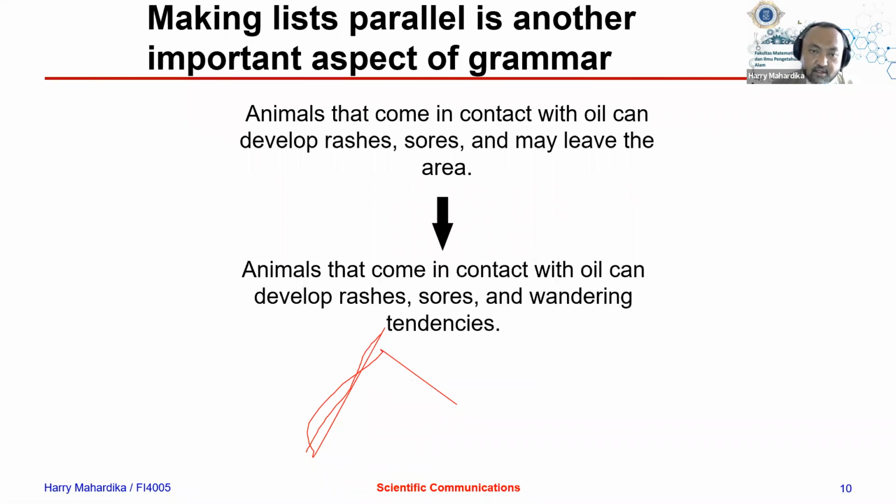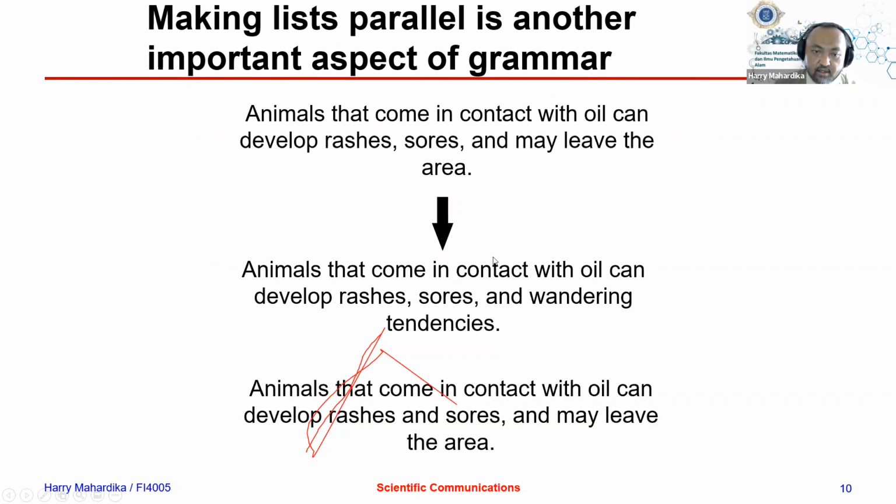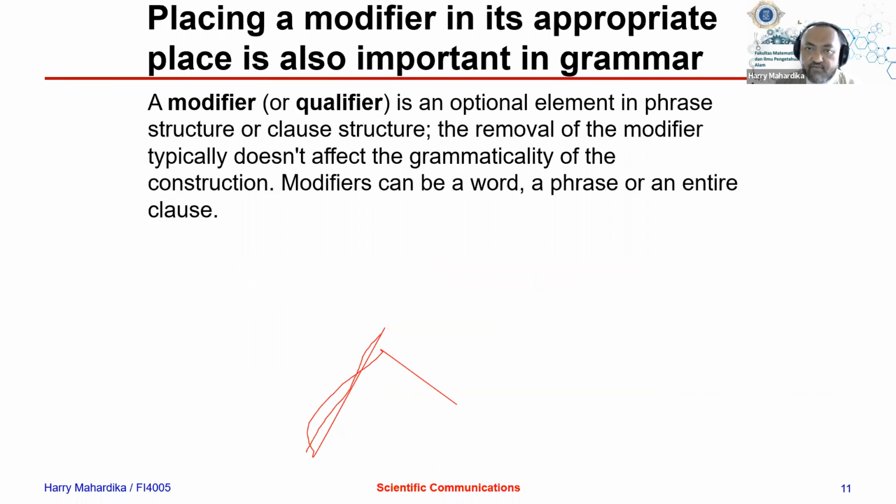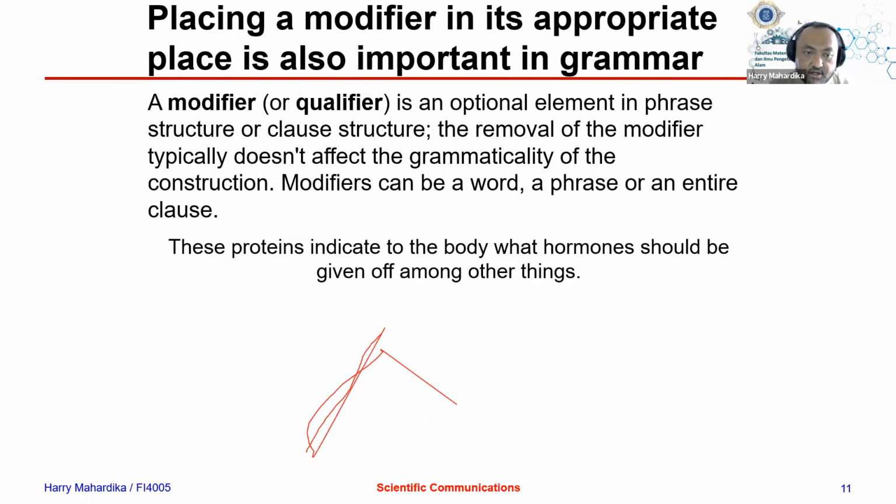Okay, another one is: animals that come in contact with oil become this one. Okay, and it can also be written as this one. Placing a modifier in its appropriate place is also important in grammar. A modifier or qualifier is an optional element in phrase structure or clause structure. The removal of the modifier typically doesn't affect the grammaticality of the construction, and a modifier can be a word, phrase, or an entire clause. So the original sentence is like this one.